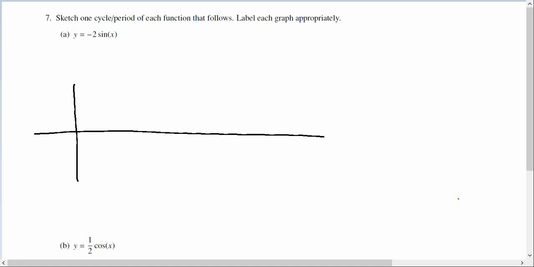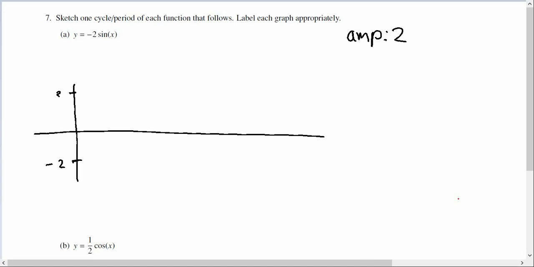It's just your basic sine function, but that 2 in front is going to change the amplitude to 2, not negative 2. You know, we consider amplitude to be a positive quantity. So that just tells me I'm going to be going from -2 to 2 on my graph. And I do also have to flip it over because of the minus.